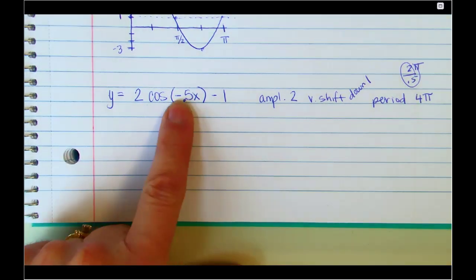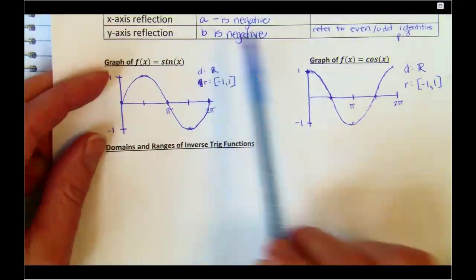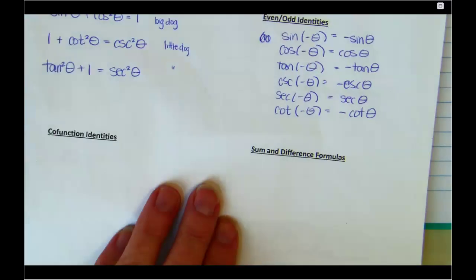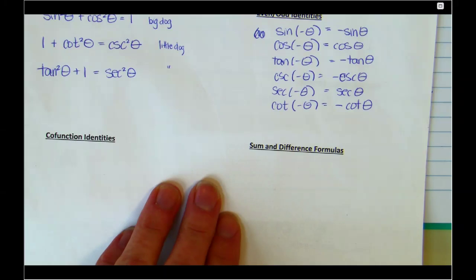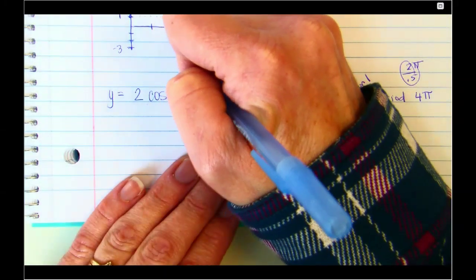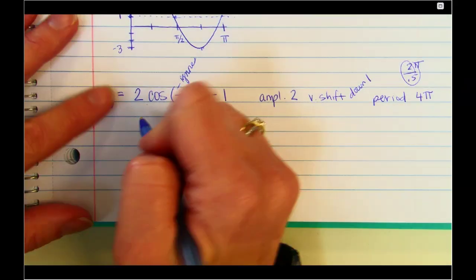Now, we have a negative. So what I was saying to Sven is there's no reflection issues unless you see a negative. So this is B. If B is negative, I have to look at the even and odd identities. What does it say about cosine? Nothing, which means we can ignore it because it's cosine. So I'll just graph a regular old cosine graph with this stuff.